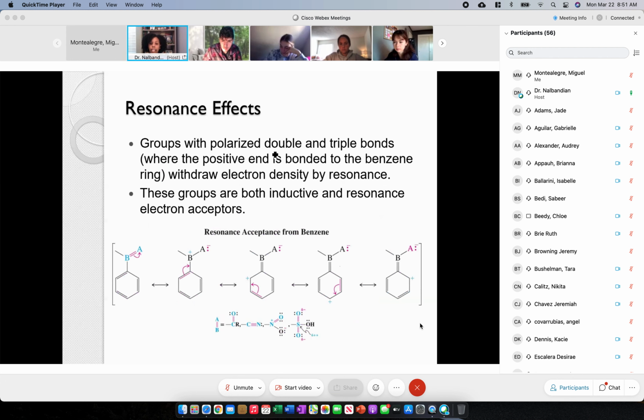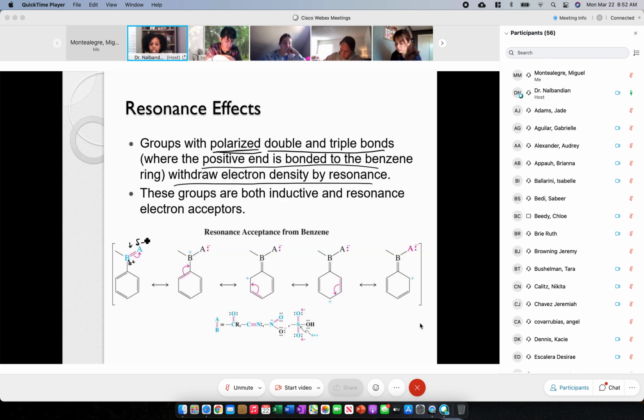So when we have a double or a triple bond right here, the atom directly bonded to the benzene ring is involved in a double bond to another atom. It also has to be polarized, where there's some partial charge, so partial positive, partial negative here. So where we have this polarized double bond or polarized triple bond directly bonded to the benzene ring, with the positive end bonded to the benzene ring, we can withdraw electron density by resonance.